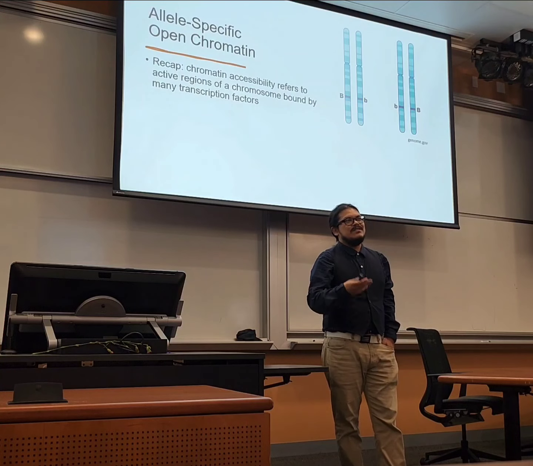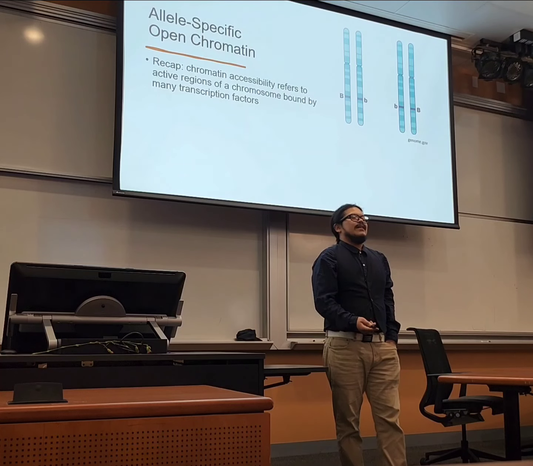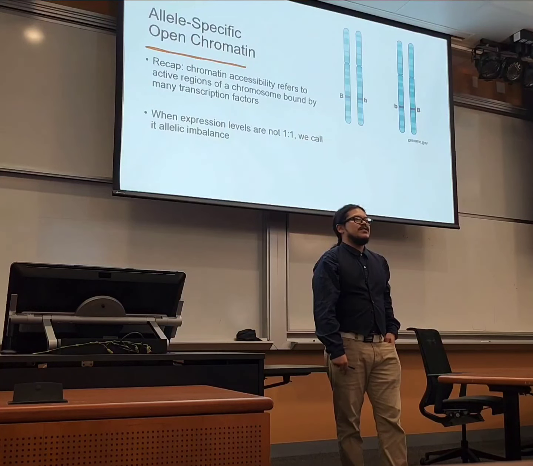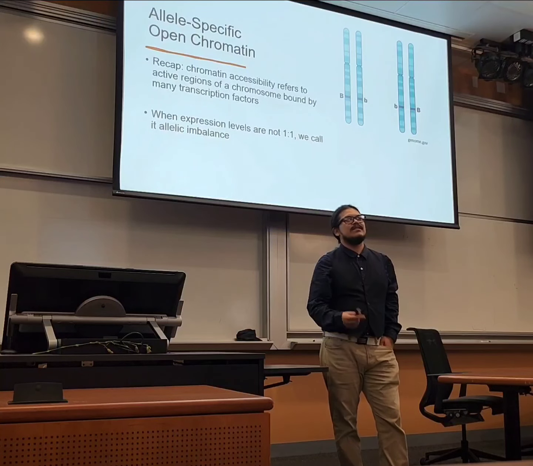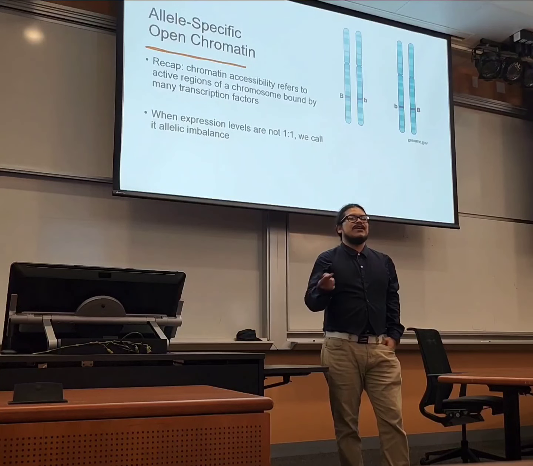So just to recap, I've talked about chromatin accessibility and ATAC-seq. When the expression levels aren't one-to-one, we call it allelic imbalance. And these can lead to issues, which I'm going to get into. So basically, when you do bioinformatics, you're mapping the entire human genome.